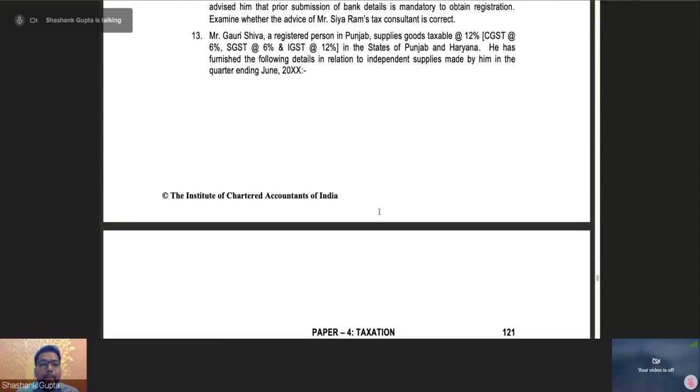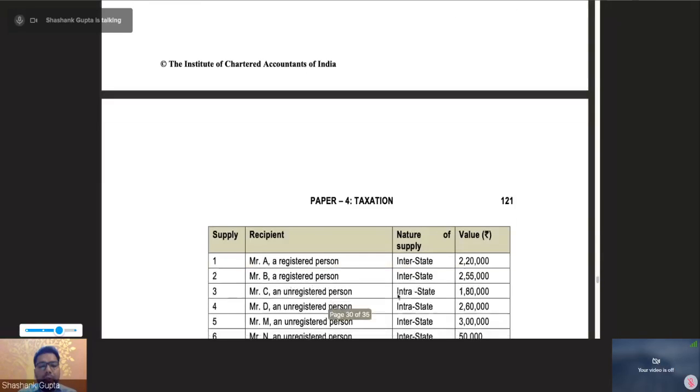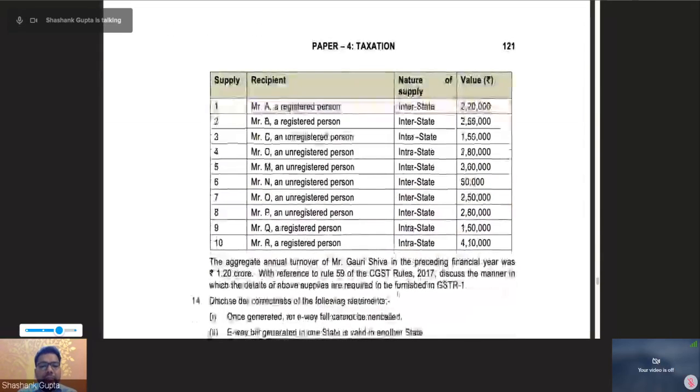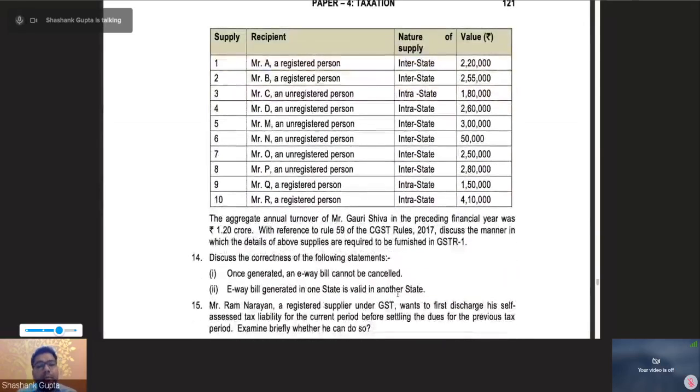Question number 13. Mr. Gauri Shiva, a registered person in Punjab, supplies goods taxable at the rate of 12%, that is 6% SGST, 6% CGST or 12% IGST in the states of Punjab and Haryana. He has furnished the following details in relation to independent supplies made by him in the quarter ending June. So these are the supplies, 10 supplies.